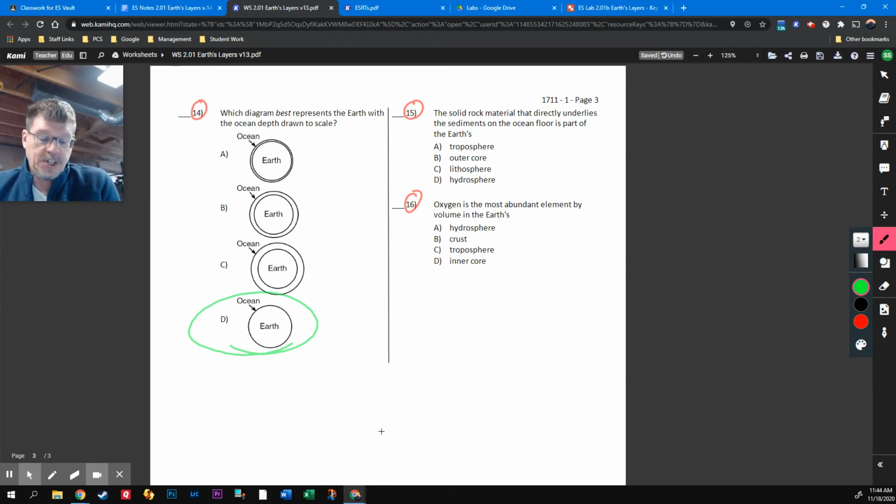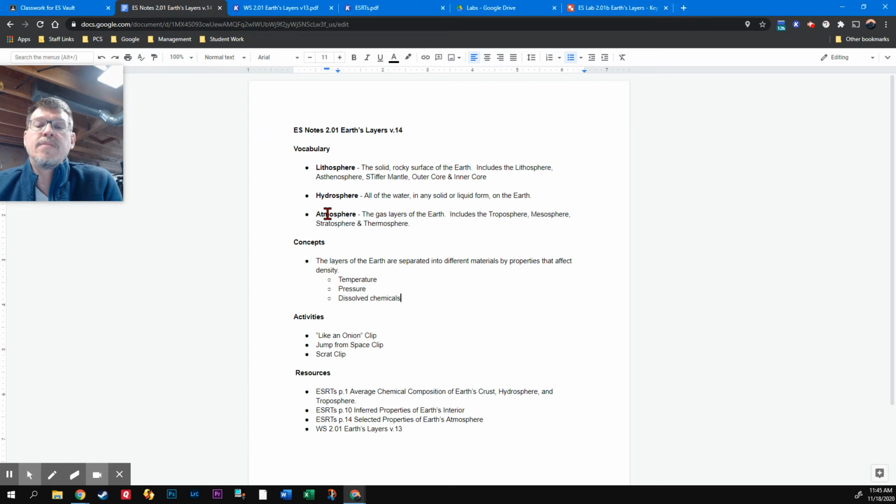All right, moving on to question 15. Solid rock material that directly underlies the sediment of the ocean floor is part of the Earth's what? The key idea here is that they're talking about the solid rock at the very outside of the Earth. So if I go to my notes and look at my vocabulary, the lithosphere is the solid rocky surface of the Earth, and it includes the lithosphere, the asthenosphere, the stiffer mantle.